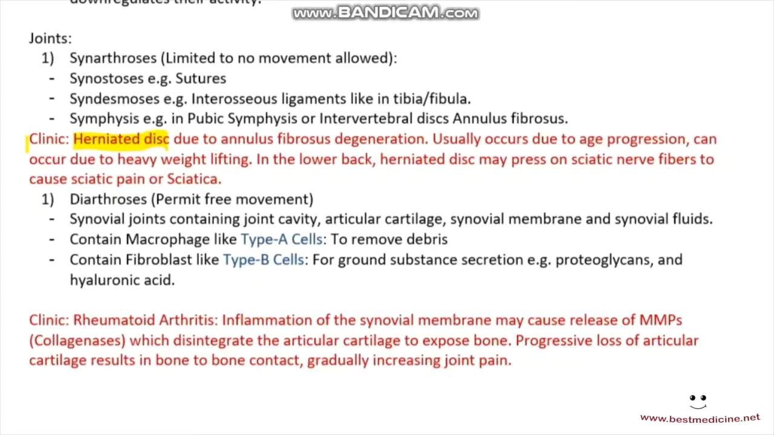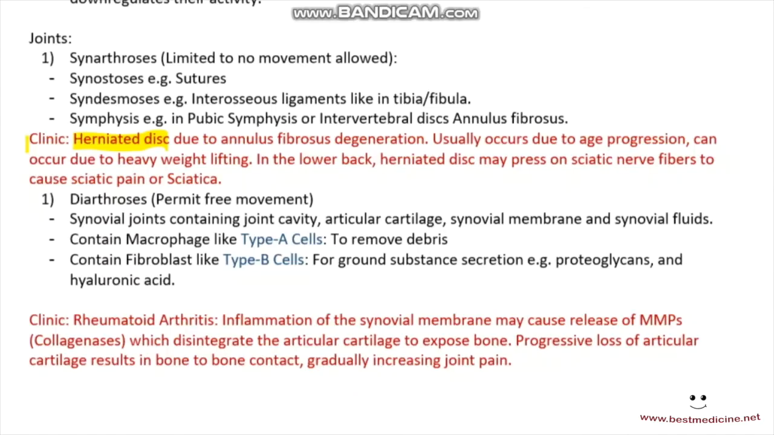And usually due to age progression and heavy weight lifting, we have what's called degradation or degeneration of the annulus fibrosus. When it degenerates, it results in herniating of the content that is present inside the vertebral disc. That herniation can occasionally press on nerves, and usually occurs in the lumbar region where the sciatic nerve fibers are passing through. So it may press on those nerve fibers and cause a very common pain called sciatic pain. It radiates from your lumbar region all the way down to your legs. This pain is called sciatic pain, also called sciatica.